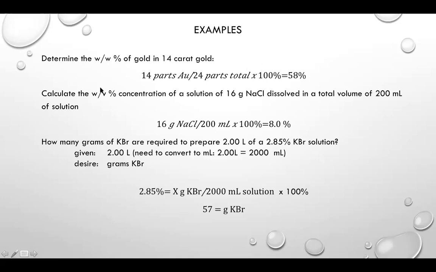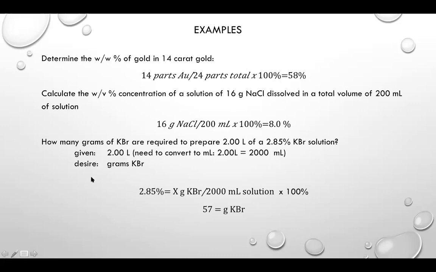Let's say we want to calculate the weight per volume percent concentration of a solution of 16 grams of sodium chloride dissolved in a total volume of 200 mils of solution. So we'll have 16 grams of sodium chloride, which we got from our example here, and we'll divide it by the solution, which is 200 mils, and we'll multiply that answer by 100, and that gives us 8%. So we have an 8% sodium chloride solution.